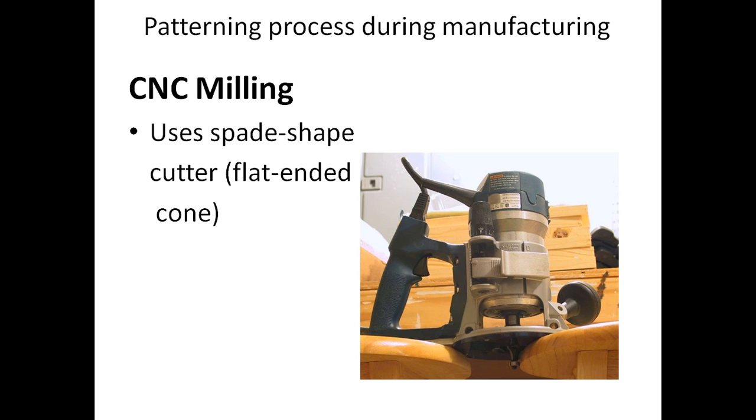For small volume production, CNC milling can be used. After the data input, the undesired copper is traced and routed away. It is the same technique used by a router tool in woodworking shown in the picture.